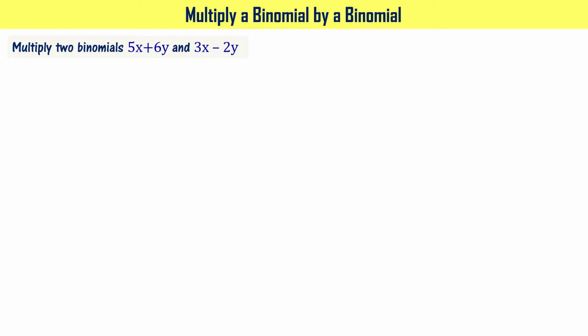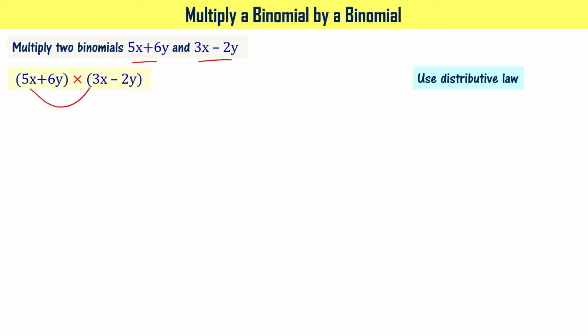Now let's learn to multiply a binomial by another binomial. Let's multiply 5x plus 6y and 3x minus 2y. This is using the same procedure that we have learned till now. We are going to make use of the distributive law. In that sense, we'll be taking 5x. This is one combination, and then you will be taking the product of this pair as another combination. That's what we are going to do now.